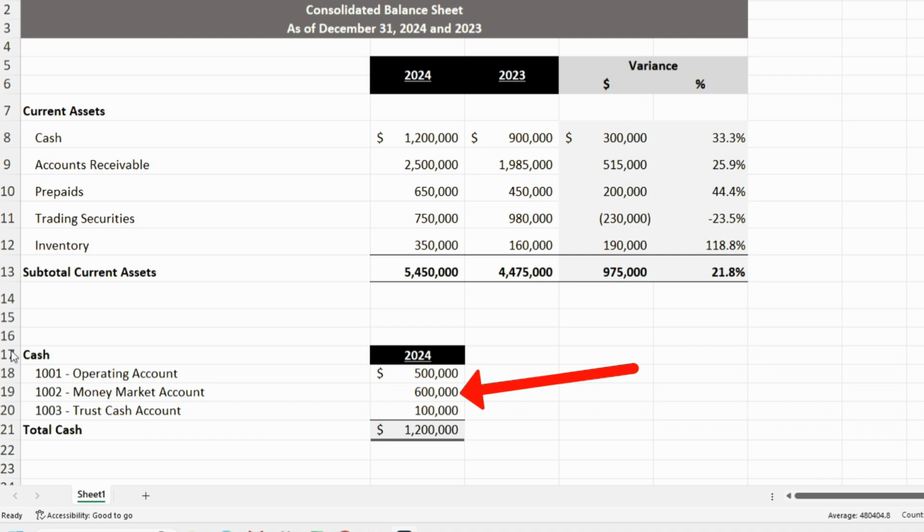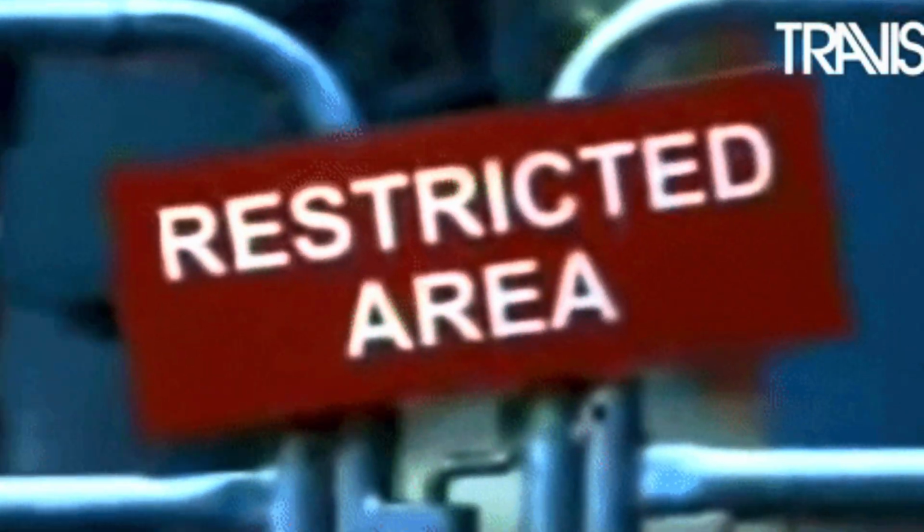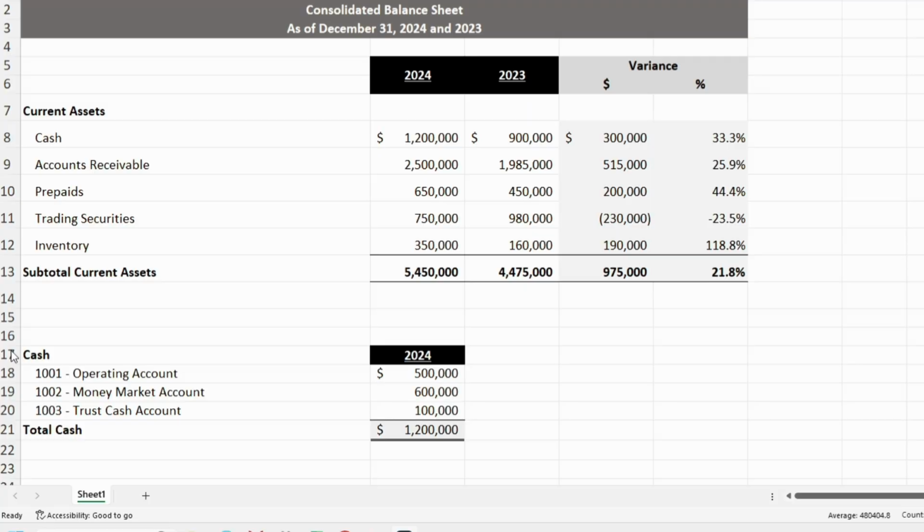We're going to transfer money into that money market account, much like a person would individually. Now, this trust cash account, not every business is going to have a trust cash account, but basically this is a cash account that has restrictive uses, and that's why you have the account set up separately.